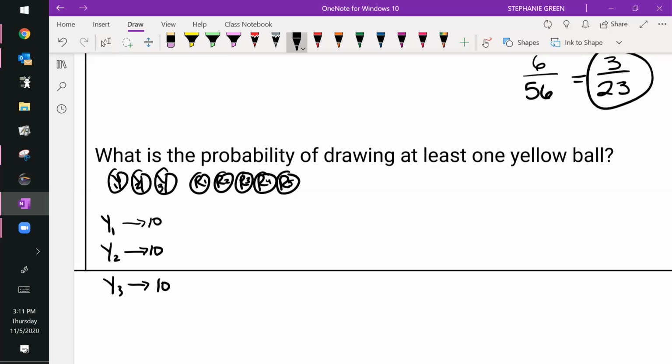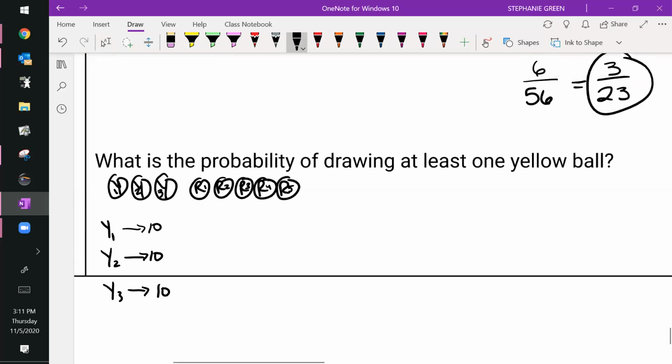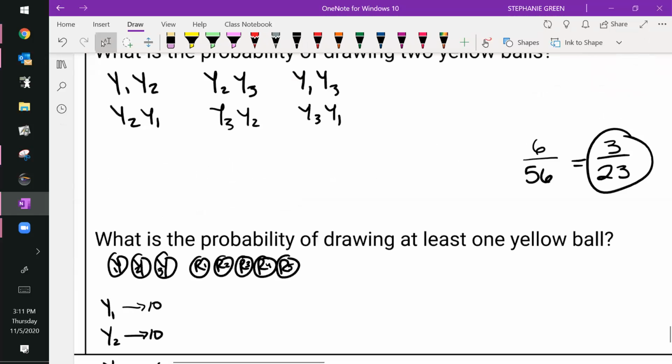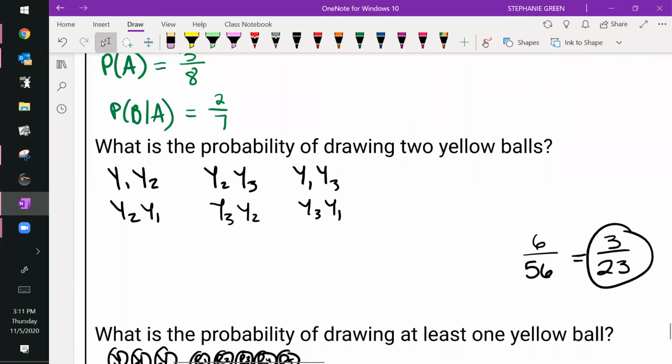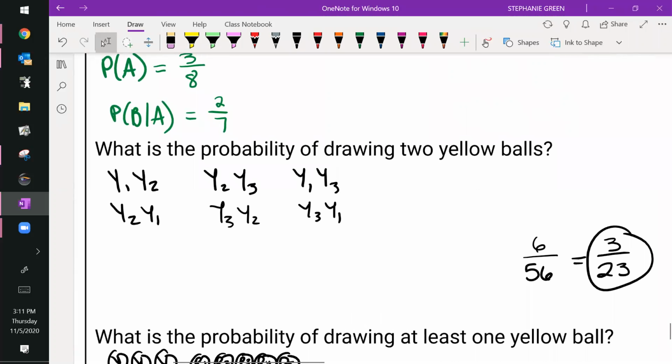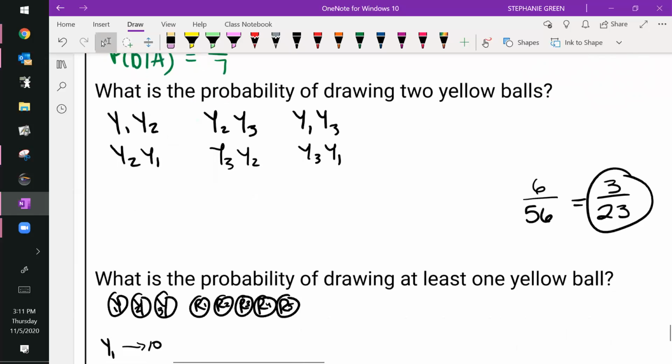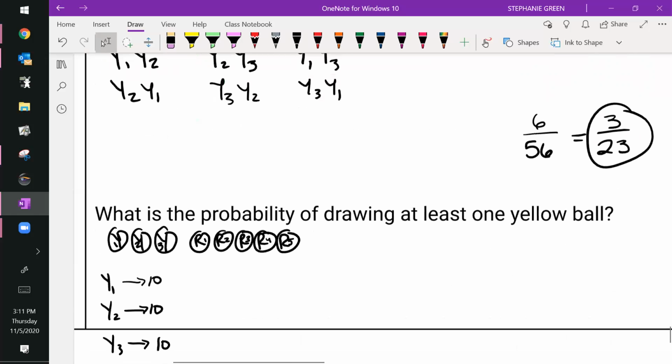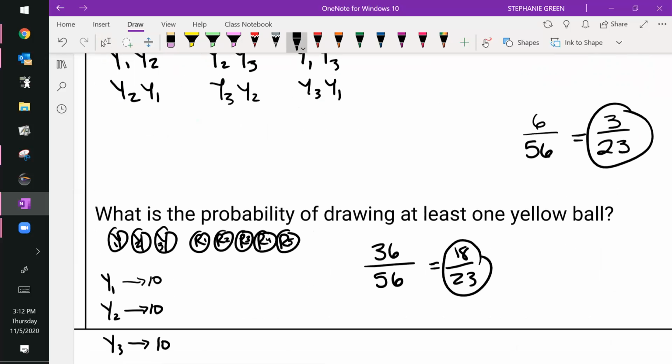That's 30 possibilities out of the 56 where 1 yellow is chosen, and then 6 outcomes where both balls are yellow out of the 56. So that's 30 plus 6 is 36 successes out of 56 possible outcomes. Ooh, that's a lot. That simplifies to 18 out of 23. Yeah, 18 out of 23. So very high probability, actually.